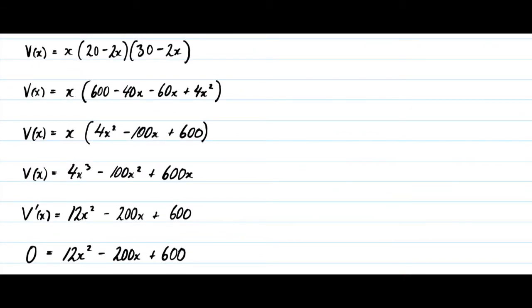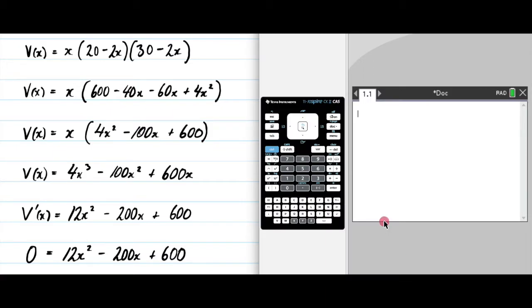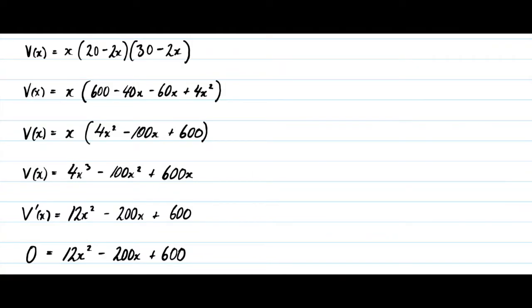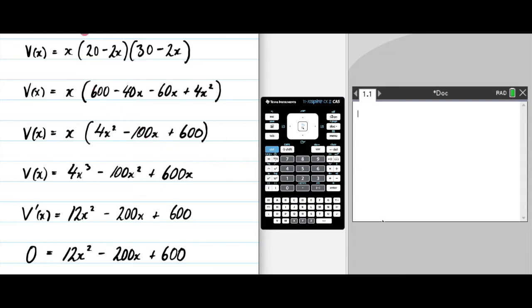So let's bring up our CAS. And what I want to show you as well is how we could actually start with V of x. Let me show you how we could use our CAS to differentiate what we started with, so we wouldn't have to go through this process. We could simply use our CAS to differentiate V of x to get V dash of x. So how could we do that? The first thing that we're going to do is just define V of x, because that would just make our life that little bit easier.